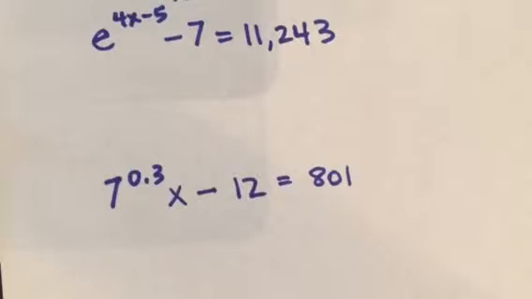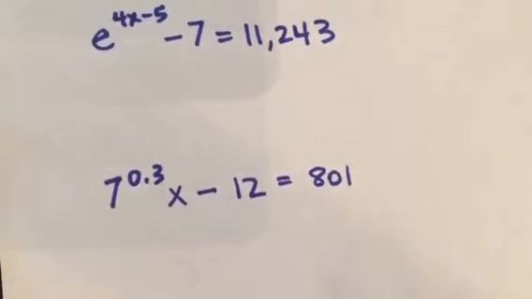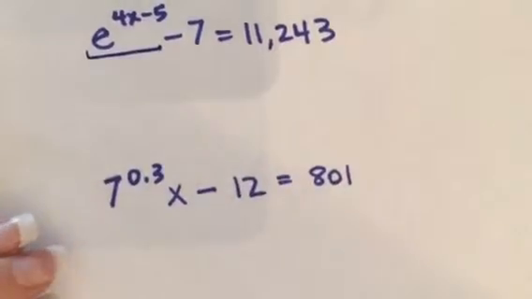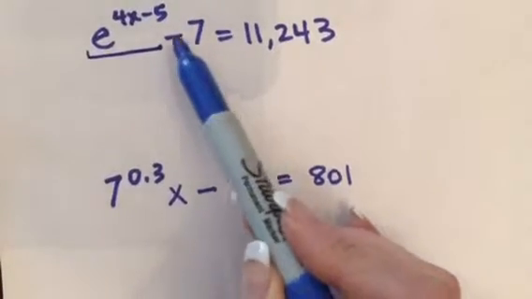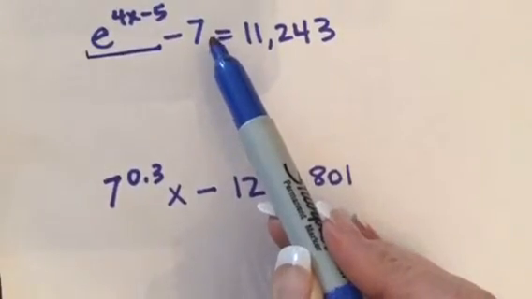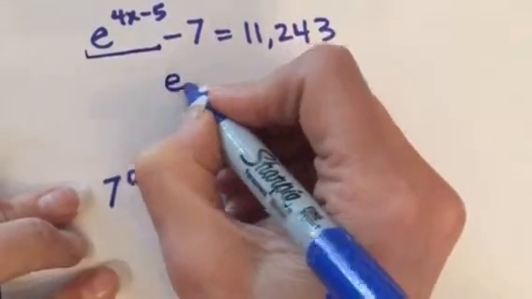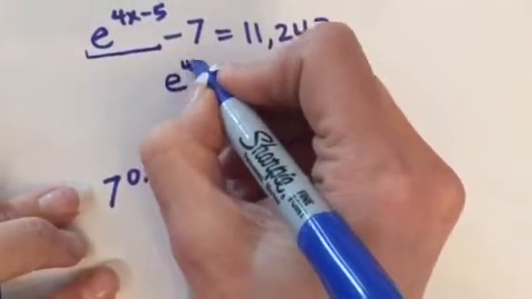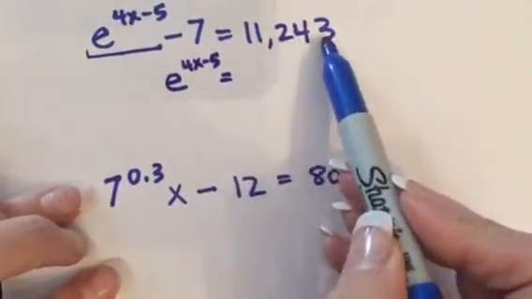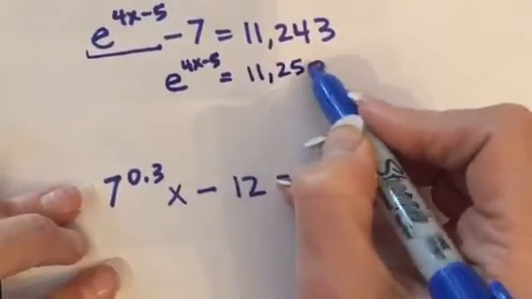e to the 4x minus 5, minus 7, is equal to 11,243. Similar to before, we have this exponential expression, but we've got this thing hanging on, this -7, which we want to get rid of. So we want to pull that to the other side by adding it to both sides. And when we do that, we end up with this expression e to the 4x minus 5 is equal to, let's see, 11,243 plus 7, that would be 11,250.